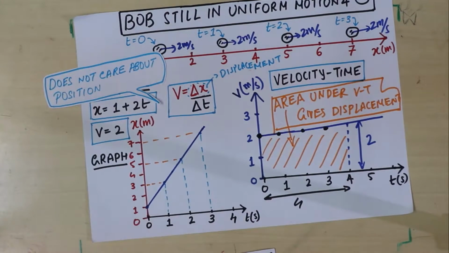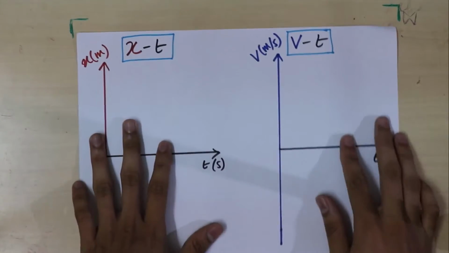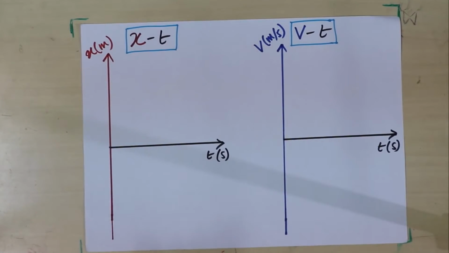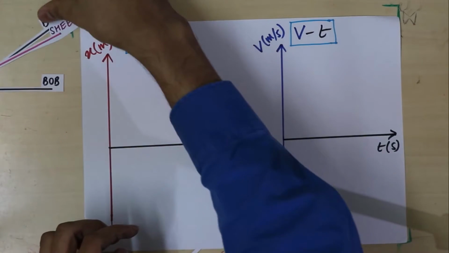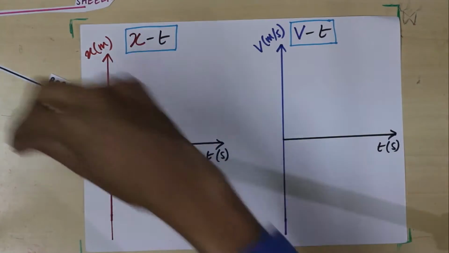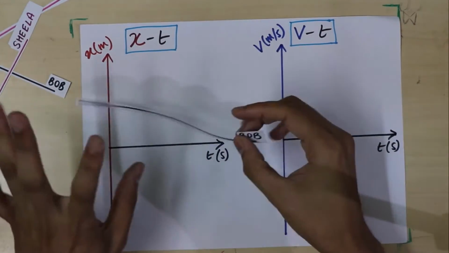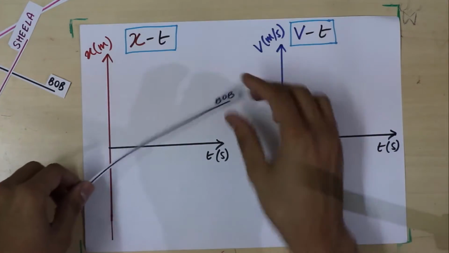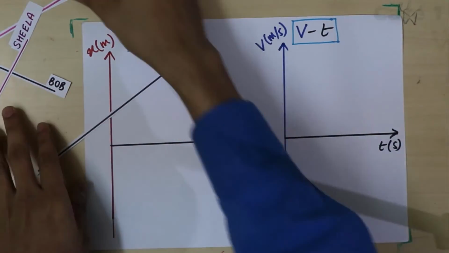Let's do a simple exercise. Let's get rid of all this, and we'll do it over here. I have two graphs with me, xt and vt, as you can see, and we're going to bring in our two characters, Bob. Well, Bob is the star of the show, but we also have Sheila. I really have no clue who Sheila is, but we have her over here. I'm going to plot some xt for Bob and Sheila, and I want you to predict what the vt is going to look like. That's going to be the exercise. Alright, so let's do case 1.